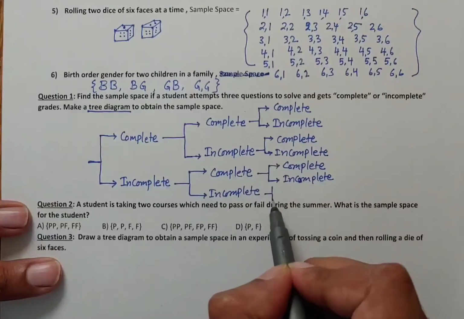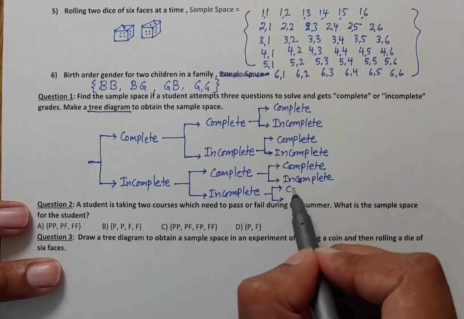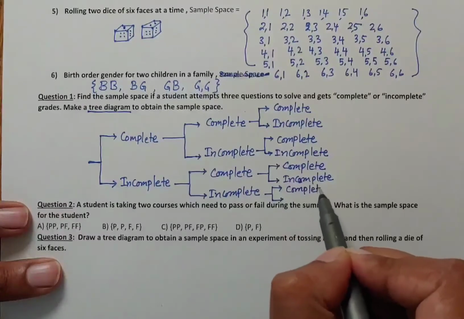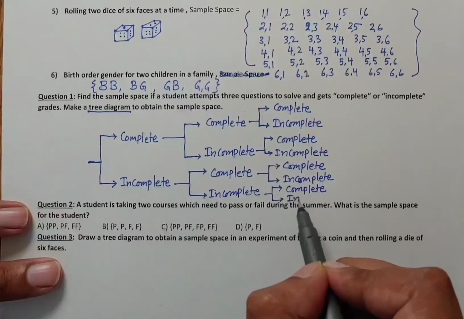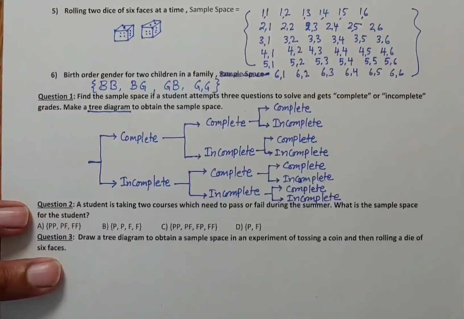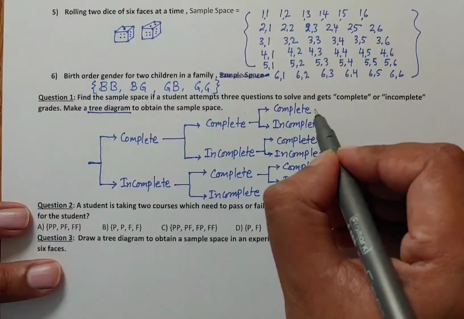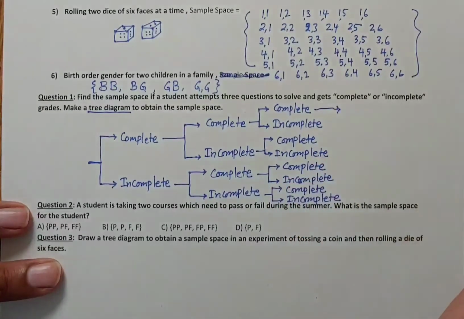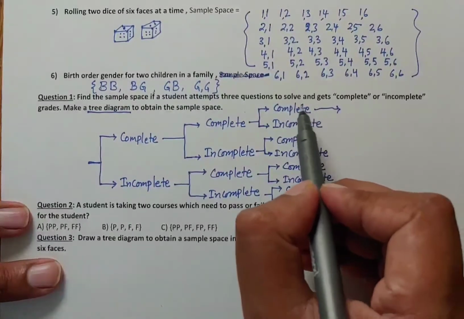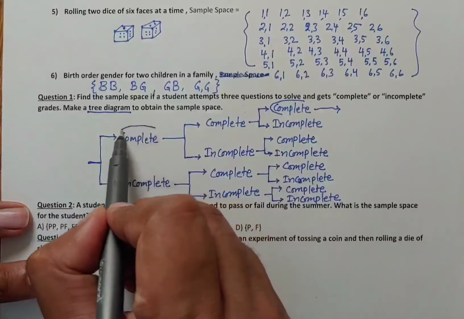And from here, you'll get 2 cases. Like you can have a complete third question or incomplete third question grade. Okay, so what is the sample space? Now when you look at this case only, for this case you get what? You get complete.